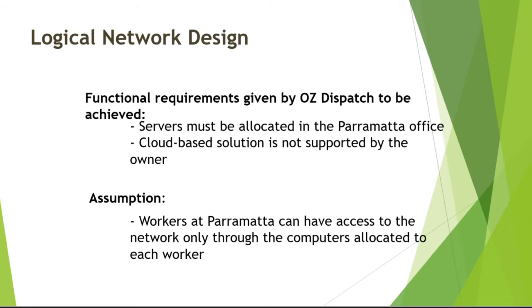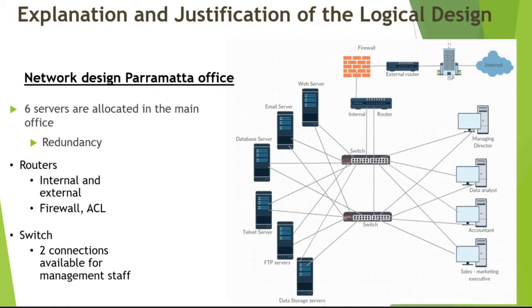small network. There are functional requirements given by the OS dispatch, such as the servers must be allocated in the Paramata office, and a cloud-based solution is not supported by the owner. So it is assumed that workers at Paramata can have access to the network only through the computers allocated to each worker inside the office, which implies they must log in to access the network and the navigation is traceable.